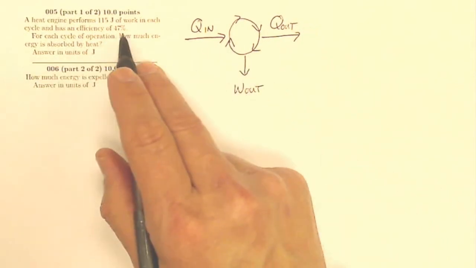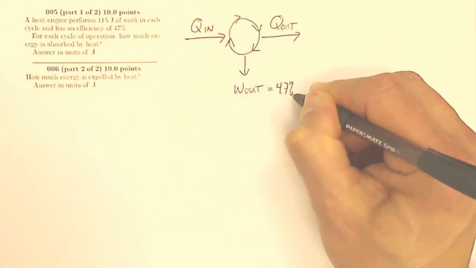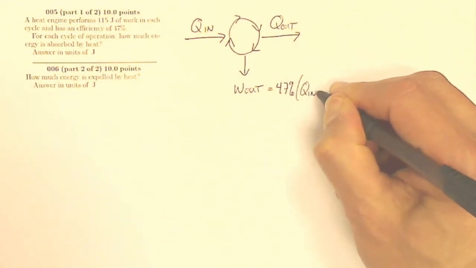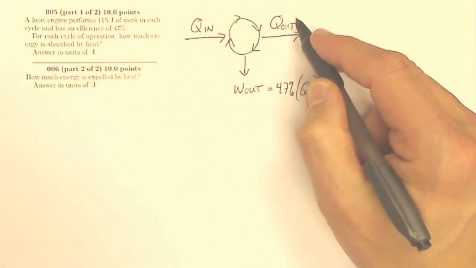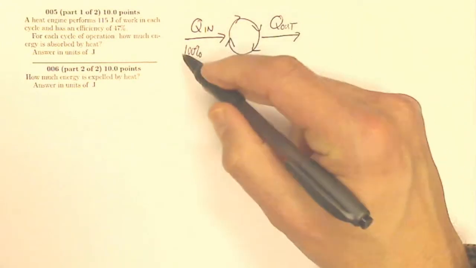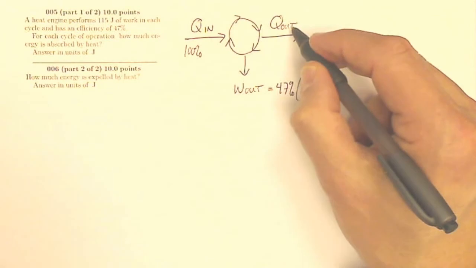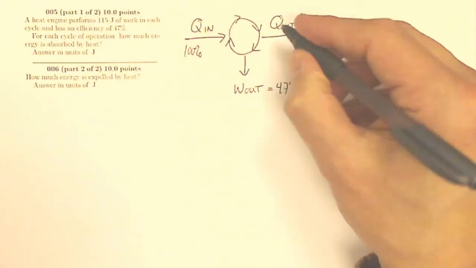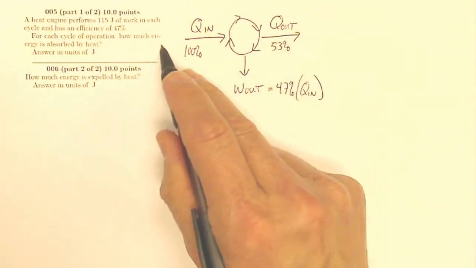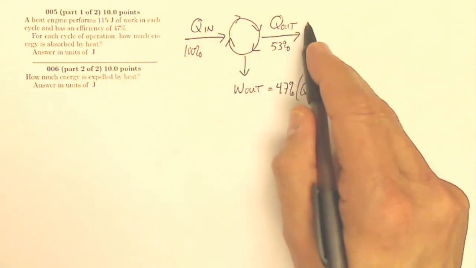And if my efficiency is 47%, I know that this is going to be 47% of what I put in. Okay, so that's 47% of Q in. So that means that my Q out must be the remainder of it. Okay, so this is 100%. And 47% comes this way in my case. So if 47% comes this way, then I know that the remaining 53% would be going this way. So this is going to be 53%. So of that 100% that goes in, some is coming this way, some is going that way.